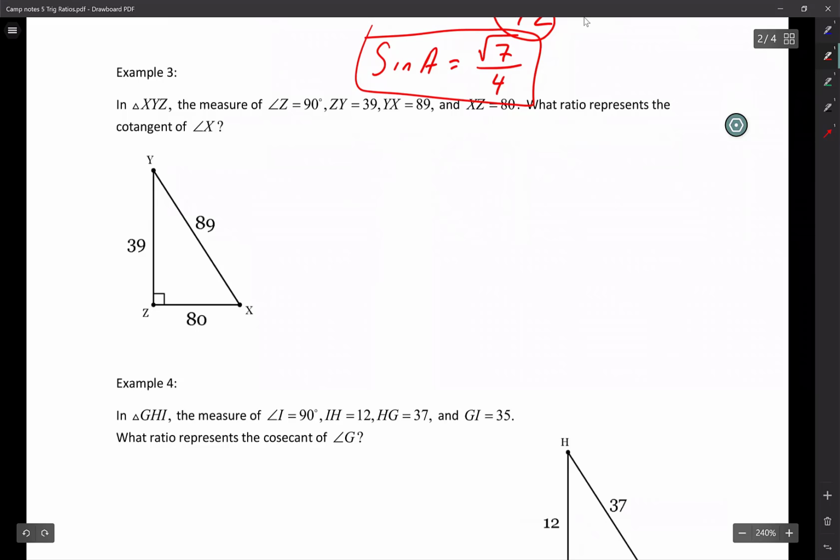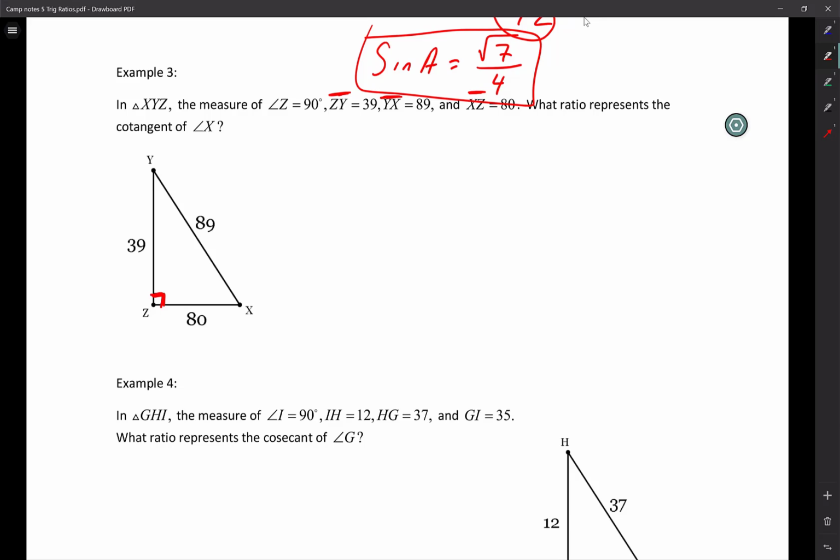In triangle XYZ, so here's XYZ, the measure of angle Z is 90 degrees. So they're telling me that I have a 90-degree triangle, which is perfect. That's what I need to use these trig ratios. XY is 39. Usually they have a line up here to say that it's a length, but either I forgot or that's how Delta Math had the format. So those are my lengths, 80, 39, and 89.